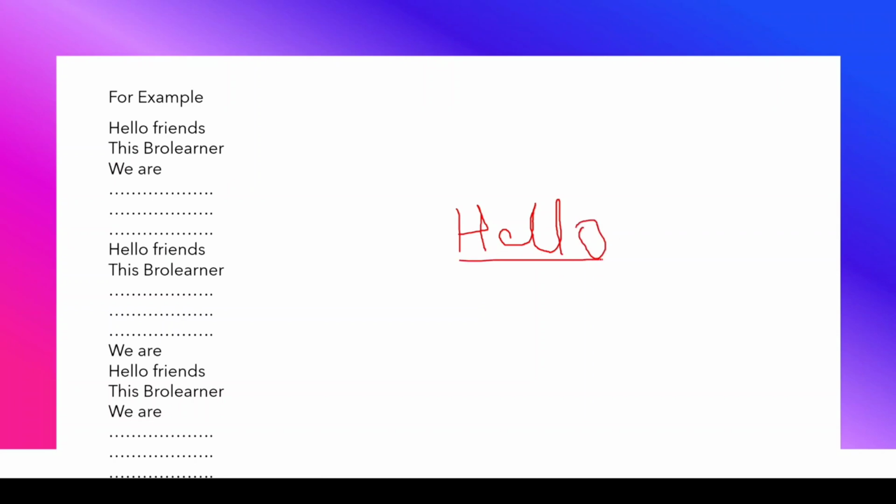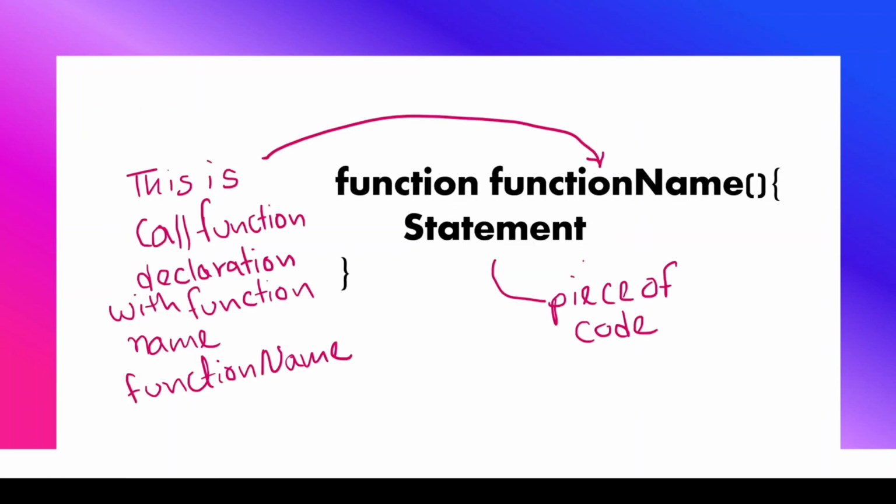Okay, now let's see how we can define a function. This is the way we can define a function. First we use the function keyword, and after that we create a function name. We cannot provide a space, so we can use an underscore or hyphen. Our function name should start with a letter, not a number. After that we have statements, which is nothing but a piece of code. This syntax is called function declaration.